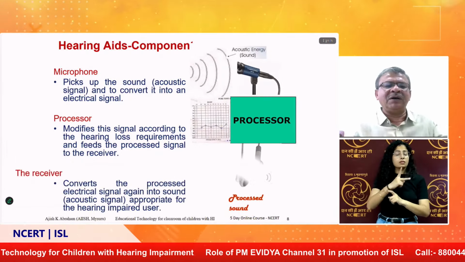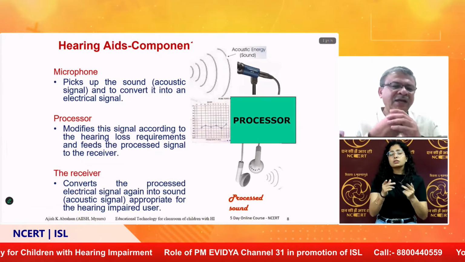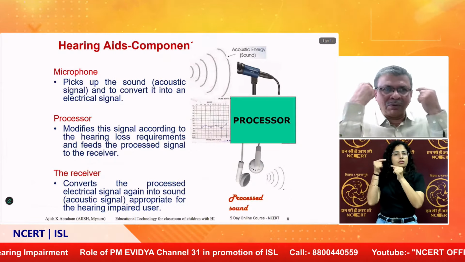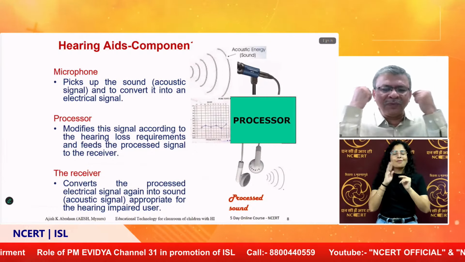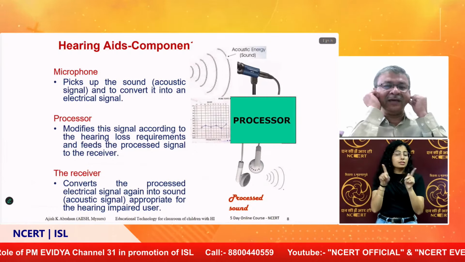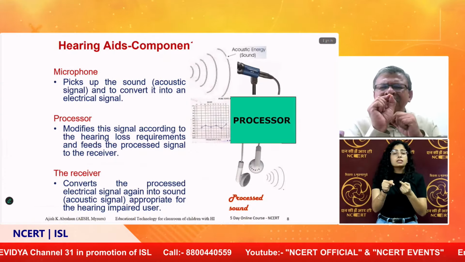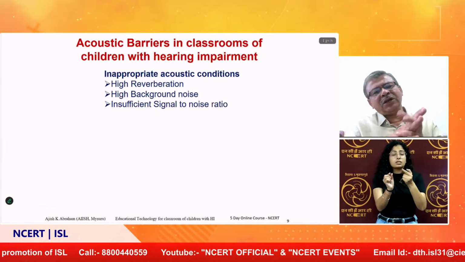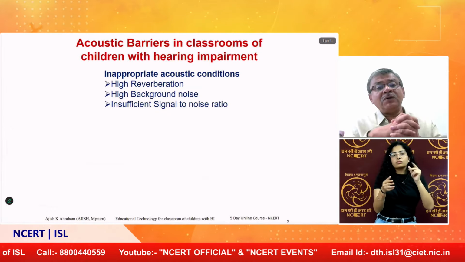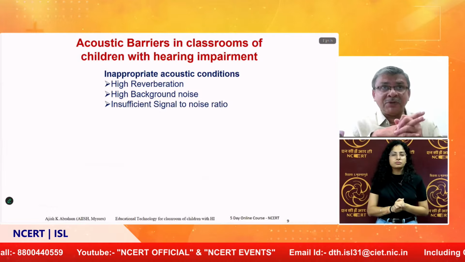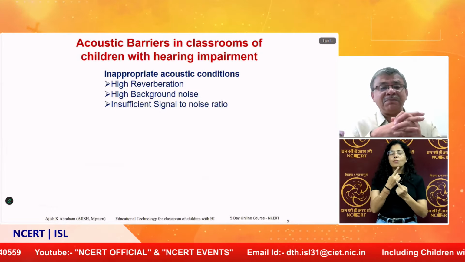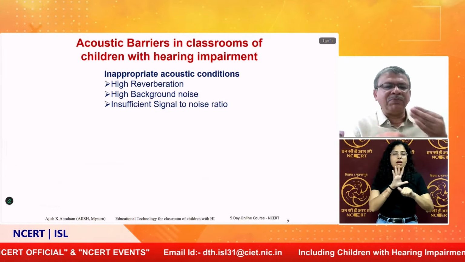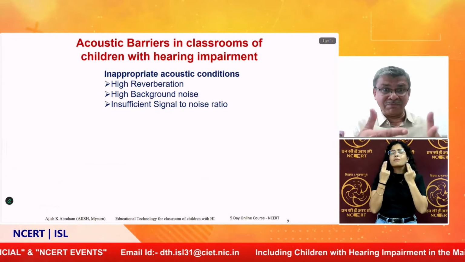Then you also have the output from the hearing aid, which goes into the ears through a small earphone. When you use a mobile to listen to music, you use earphones which are placed in the ear. But these hearing aids have inbuilt, very small earphones, which take the processed sound into the ears. Now, when we talk about the classroom of children with hearing impairment, always when we talk about accessibility, the most popular word which comes into our mind is barriers.